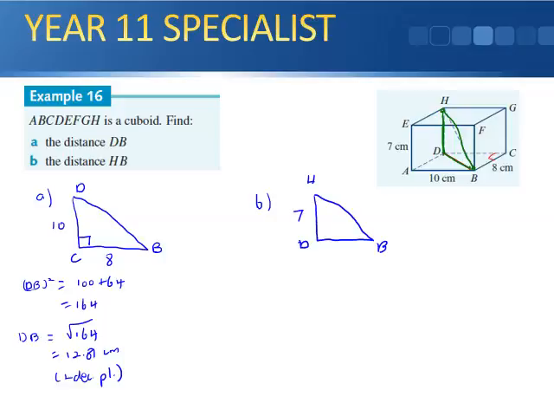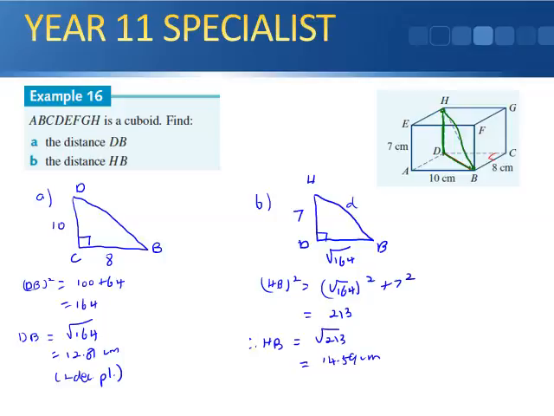H to D is 7. D to B we just worked out, that's the square root of 164. I'm going to leave it like that because again we need to find this distance over here. I'm going to be using Pythagoras' theorem. So I've got H to B squared equal to the square root of 164 squared plus 7 squared. When I work that out, I'm going to get 213, and therefore HB will equal the square root of 213, which is 14.59 centimeters, and again that's correct to 2 decimal places.